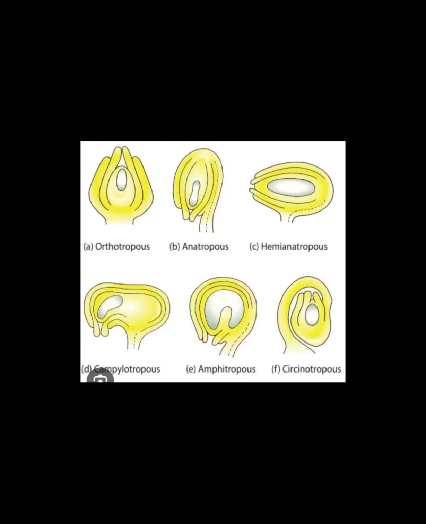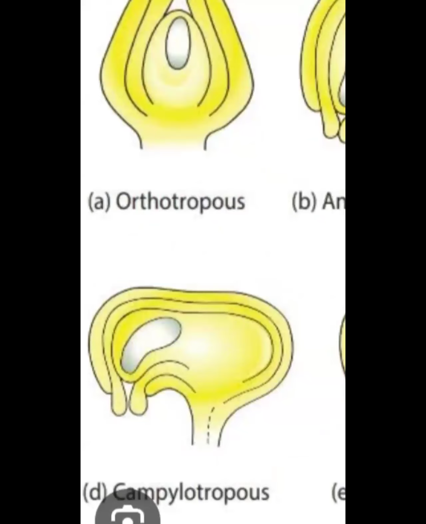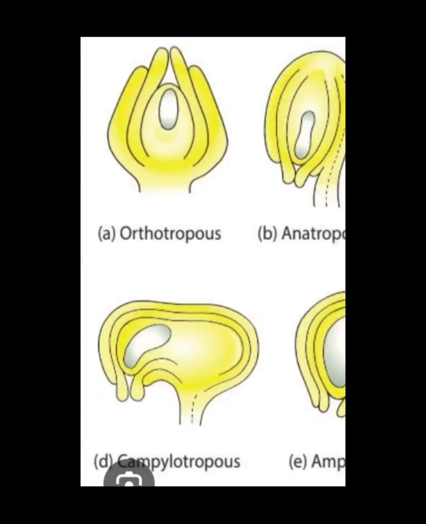Like hemitropous, the body of the ovule is bent more or less at right angles to the funicle, but here the micropylar part of the ovule becomes curved, but without any curvature in the embryo sac. But see here, in Fabaceae and Brassicaceae, in the campylotropous, we observe that some curve is present in the embryo sac.